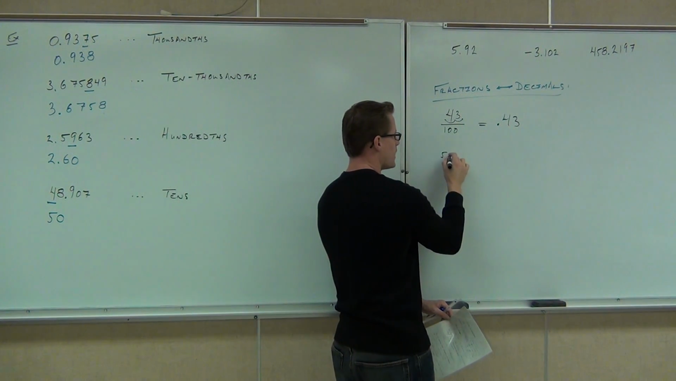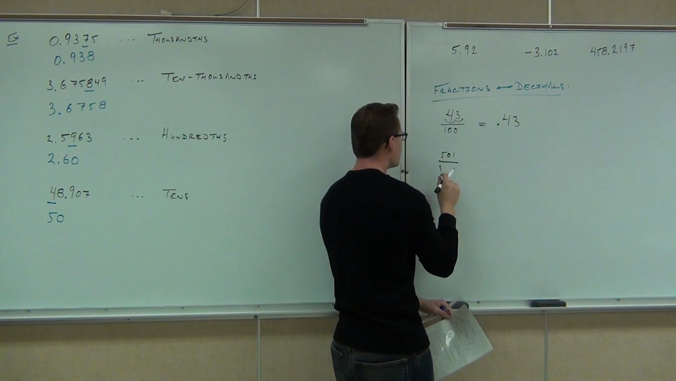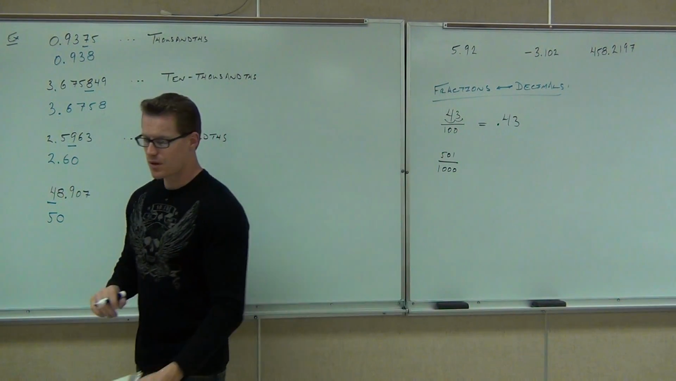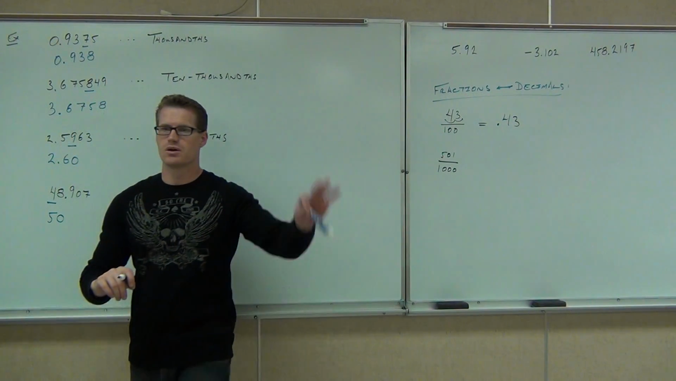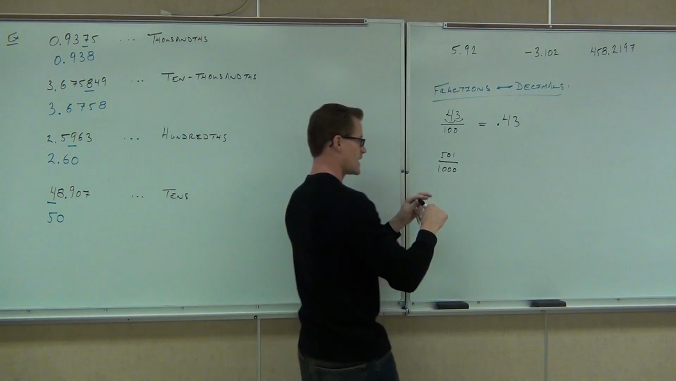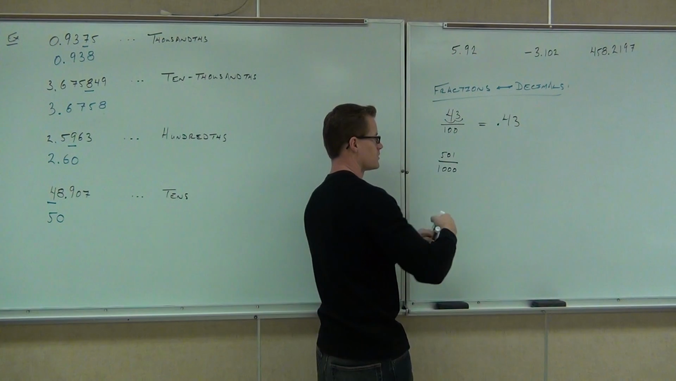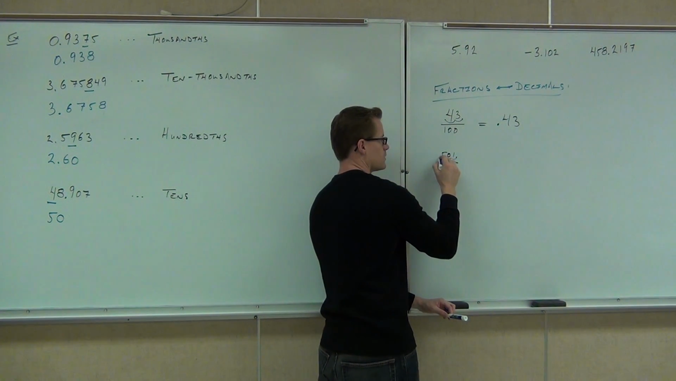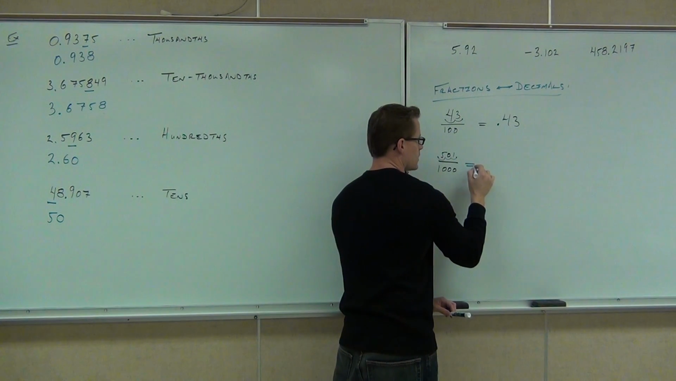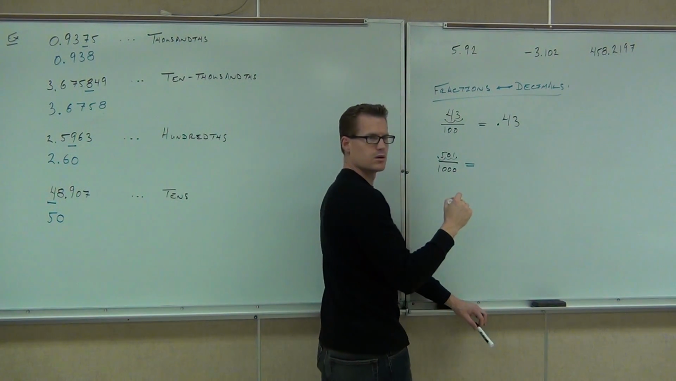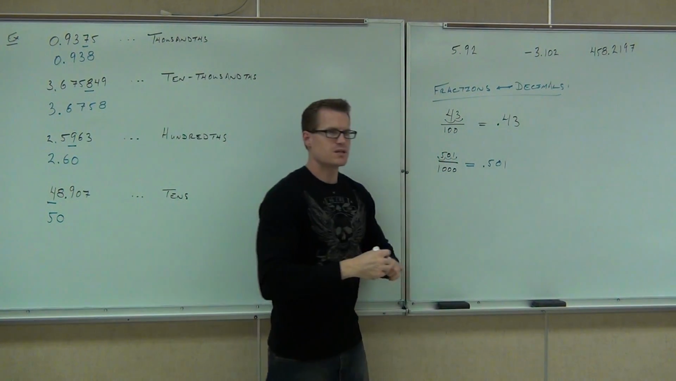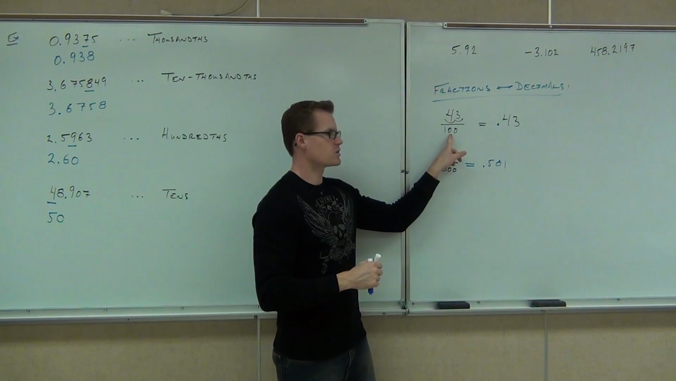Let's try another one. 501 parts of 1,000. How many zeros do I have? 3. That means I'm going to move my decimal place 3 spots from the right. I'm going to pretend there's a decimal place over here. I'm going to move it 3 spots. And this equals 0.501.